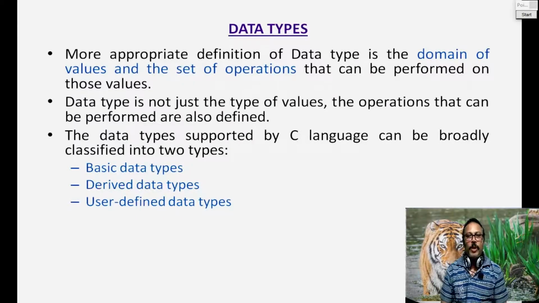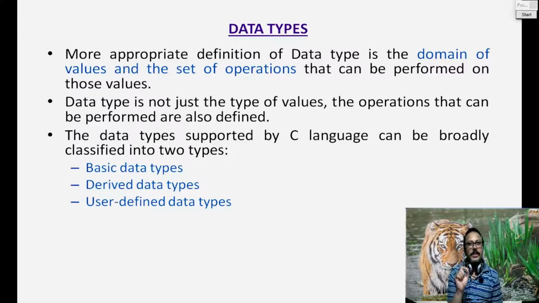So, a more appropriate definition of data type. I am calling it a more appropriate definition because if you consider the data type definition that is given in many books, according to me, they are not correct definitions. They just mention the type of values. Data type is type of values. It's not just the type of the values.